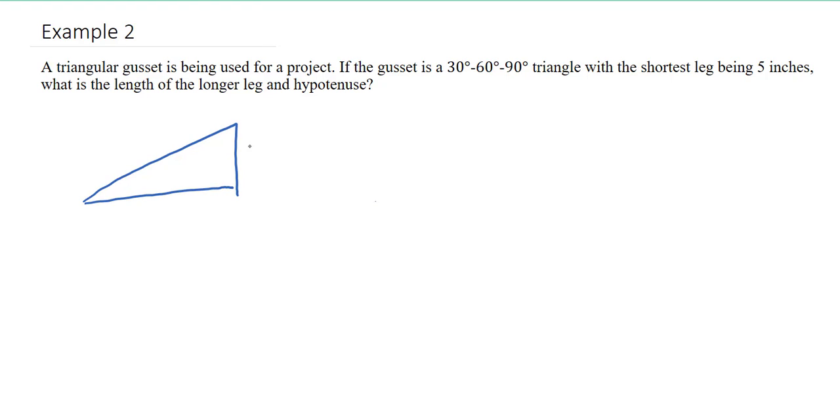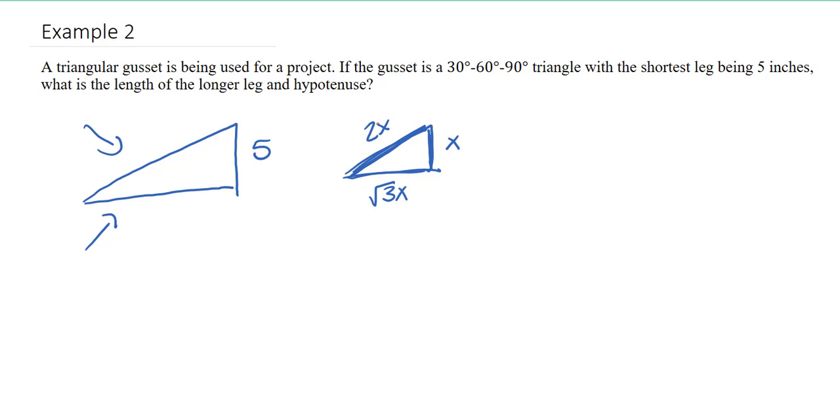And the shortest leg is 5 inches. What's the length of the longer leg and the hypotenuse? So if we were to just draw, the shortest leg, at the beginning we said, is x. Now the square root of 3 times x is the longer leg, and then 2x is the hypotenuse.